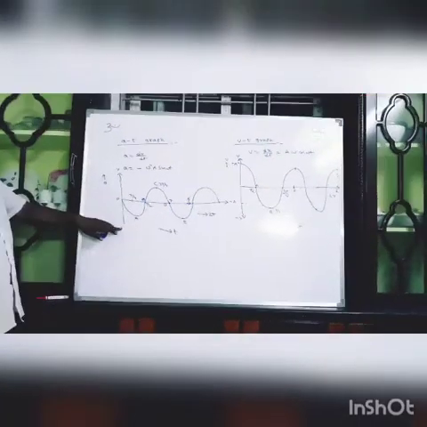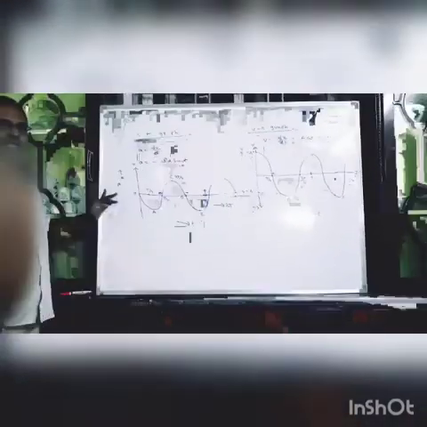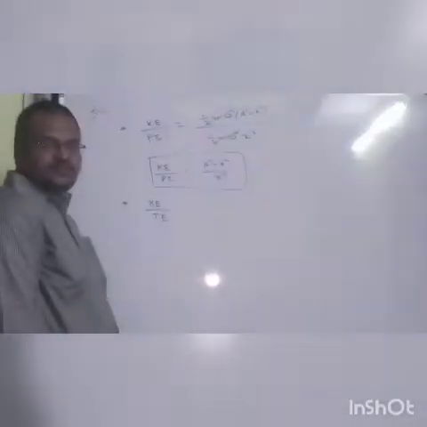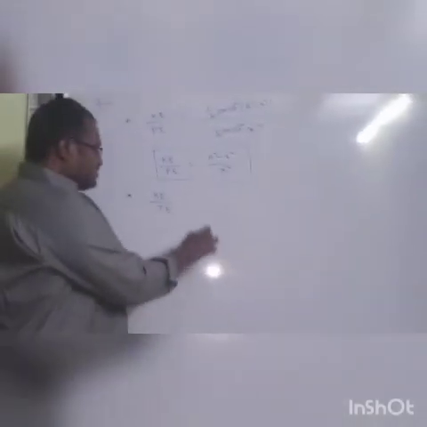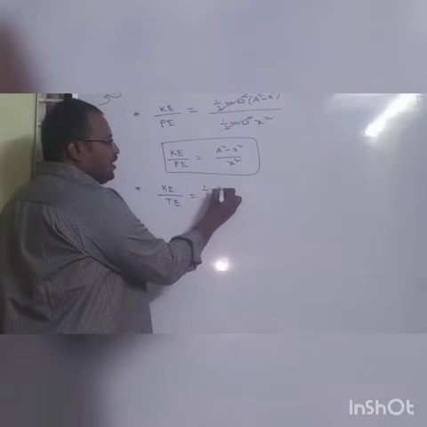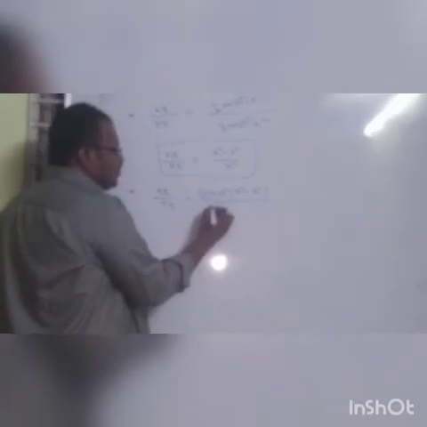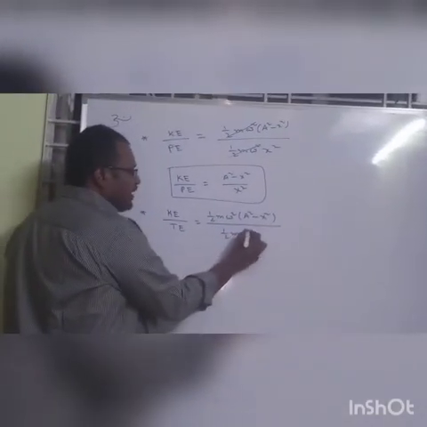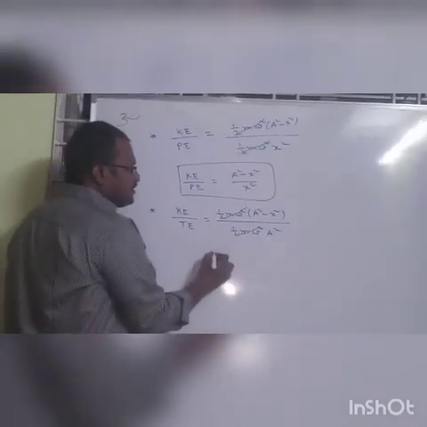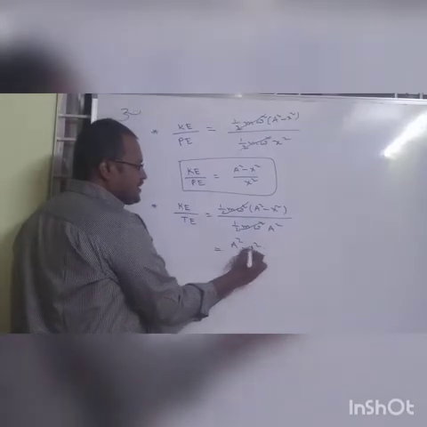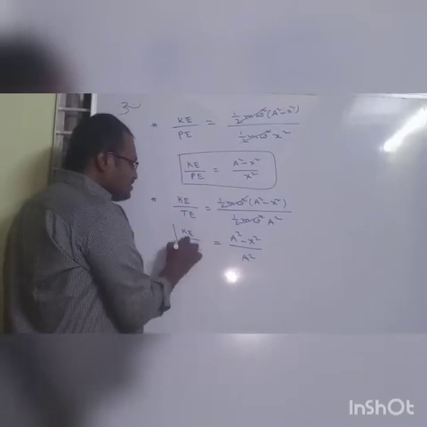Acceleration-time graph. Total energy. We will go for the ratio of kinetic energy to total energy. So kinetic energy equals half m omega square into (a square minus x square), divided by total energy, which is half m omega square a square. So half m omega square cancels, then we will get (a square minus x square) by a square. So this is the ratio of kinetic energy to total energy.